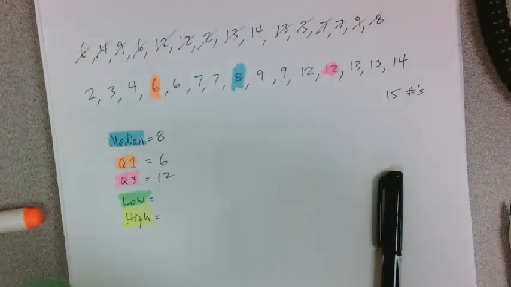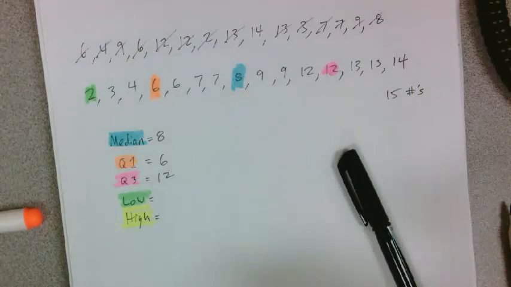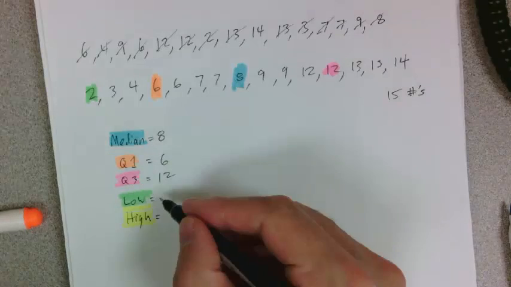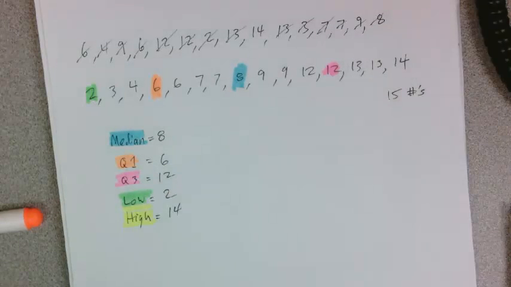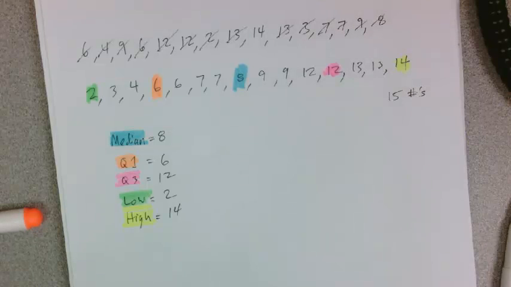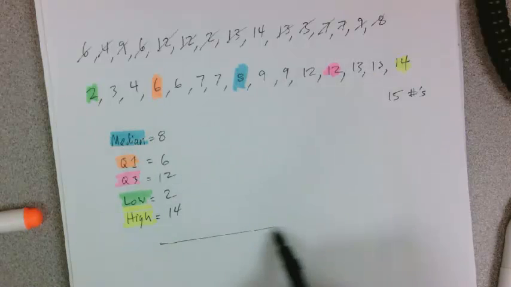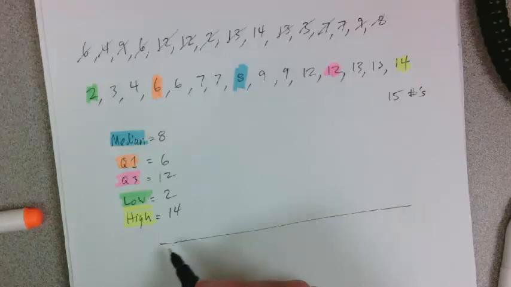And then my low number is 2, and my high number is 14. So 2 and 14. And you can see it right there. Okay, so those are the 5 points that we're interested in building the box and whisker plot. So I'm going to draw out my number line and speed it up.